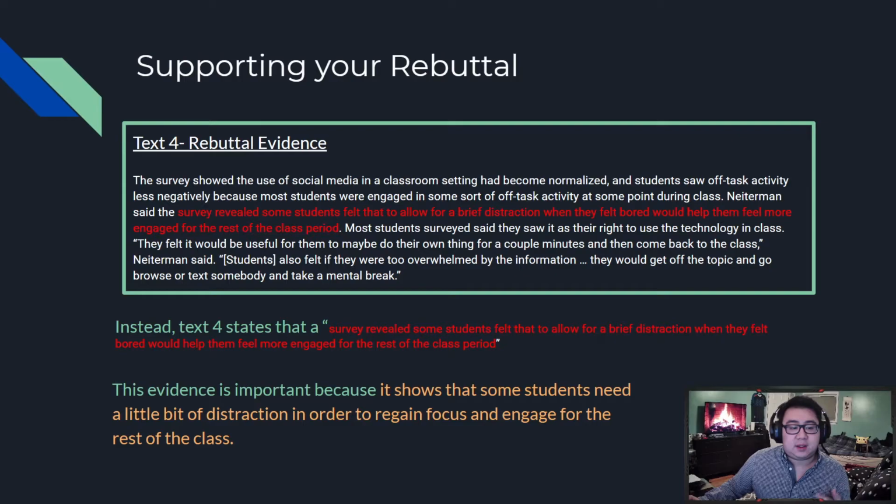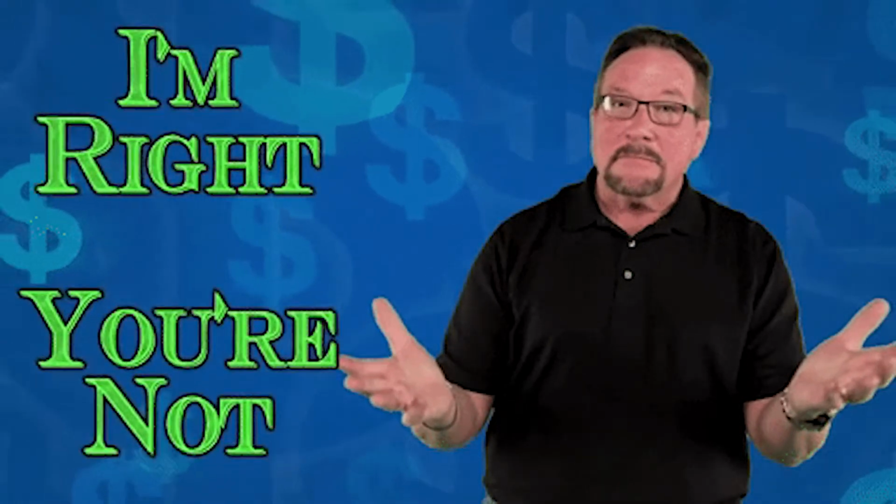So I said, this evidence is important because, and then in my own words, I say, it shows that some students need a little bit of distraction in order to regain focus and engage the rest of the class. So I am showing that I understand that the other side says, oh, it's a distraction, but this is my counter argument. This is the reasoning why I still believe that it should be allowed in the classroom. And I have my evidence, and here is me analyzing, explaining that piece of it.